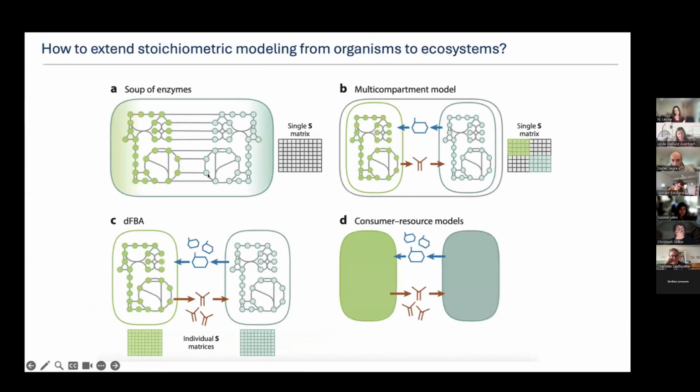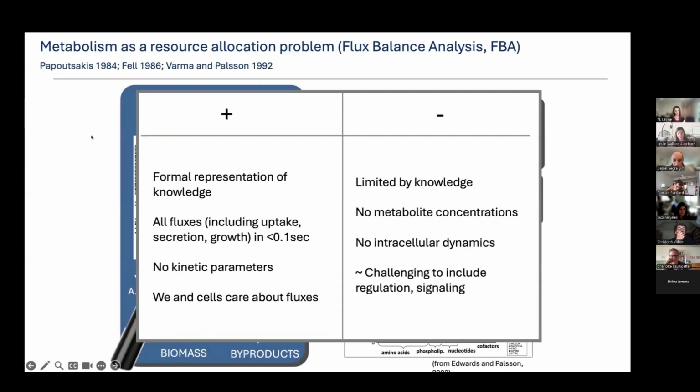Before going into how to extend models from organisms to ecosystems, I want to summarize some of the pros and cons of this method of flux balance modeling. As I said, this is a good representation of knowledge. It's very fast. Those of you that haven't tried it, it may seem very complicated and very time consuming, but flux balance modeling has the advantage of being very fast. It takes a fraction of a second to predict all reaction rates in a cell. There are no kinetic parameters, and we care about the fluxes.